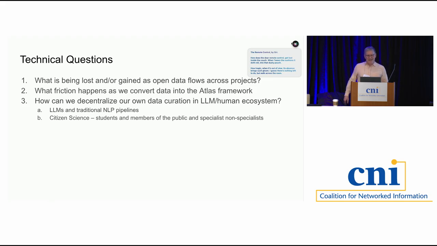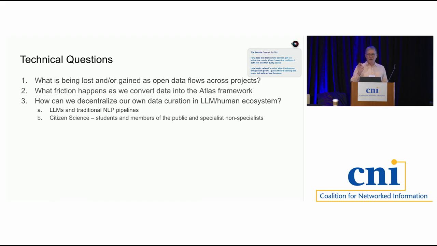And then how can we decentralize our own data curation in an ecosystem that's going to combine various kinds of automated pipelines, including traditional machine learning and now large language models, human contributors of various kinds, including students, members of the public, and library professionals and advanced researchers. So right now, if people find errors in our digital library, they send us emails. And then somebody goes to GitHub and fixes it. This is not a good way of doing it.